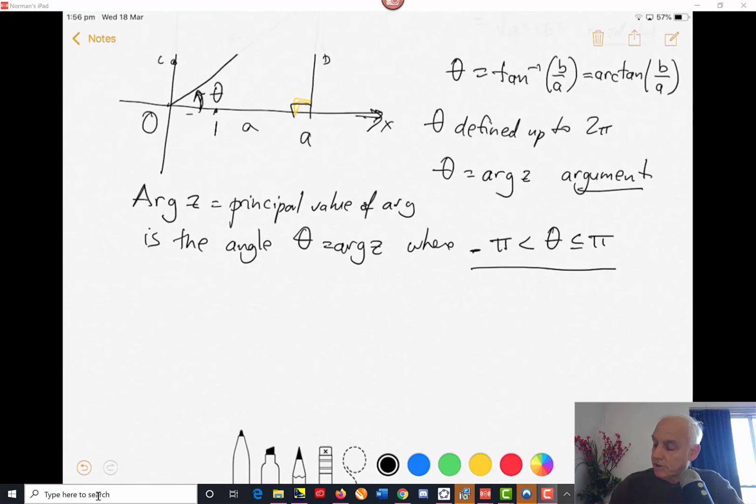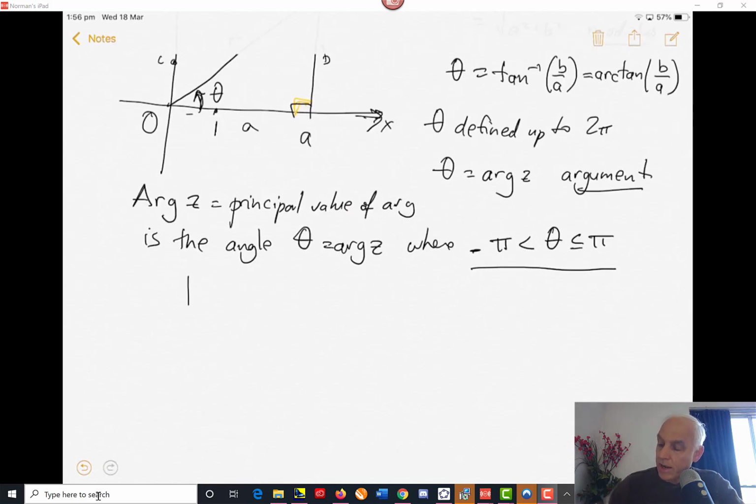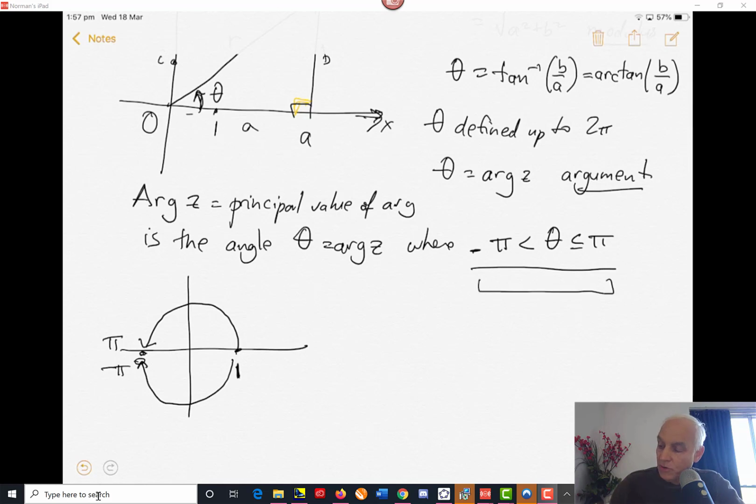Geometrically, what that amounts to is that we're agreeing that we're going to be measuring from the positive x-axis in this direction up to and including pi, or we're going in this direction, in the negative direction, up to but not including minus pi. Okay, that's the range of values that we're considering. And since that's an interval of length 2 pi, any angle otherwise that we get can, by suitably adding multiples of 2 pi, get in that range there.